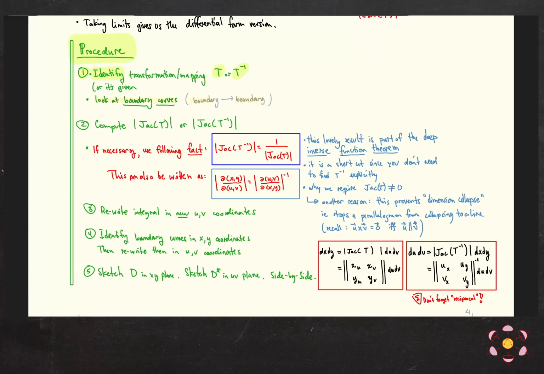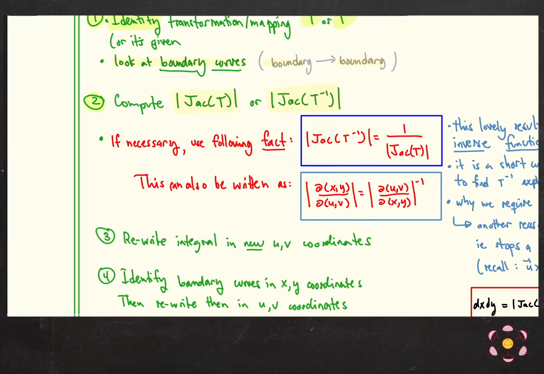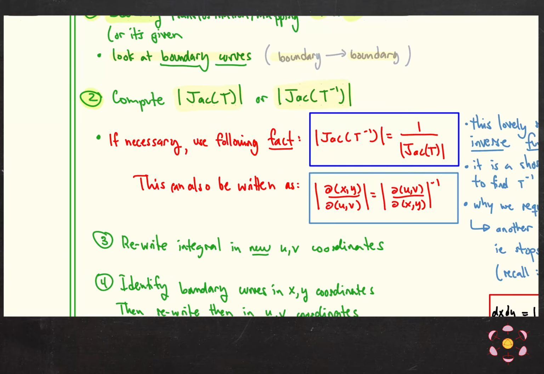All right, what's the next step? Next step, compute the Jacobian of T or the Jacobian of the inverse of T. So why can we compute either one? Well, we've got this beautiful fact from advanced calculus, or also linear algebra in some versions, where essentially the Jacobian of the T inverse is the reciprocal of the Jacobian of T.